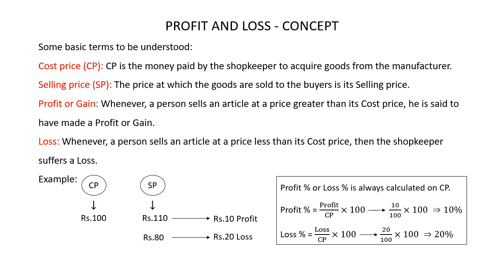Now the formula to find loss percent is loss divided by cost price multiplied by 100. Here the loss is rupees 20 and cost price is rupees 100. So substituting these values in the formula, we get loss percent is equal to 20 divided by 100 multiplied by 100, which is 20%. So loss percent is 20% in this transaction.